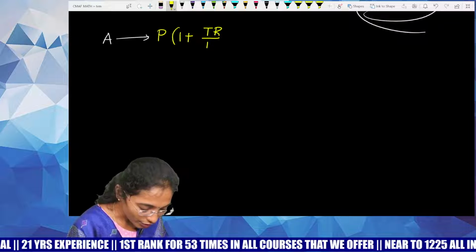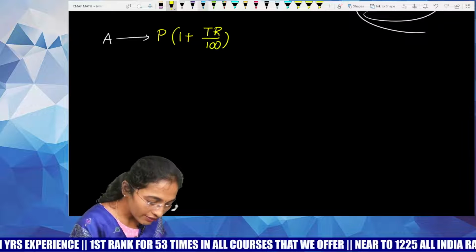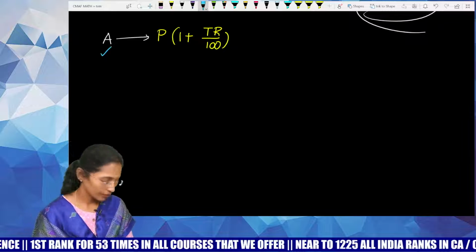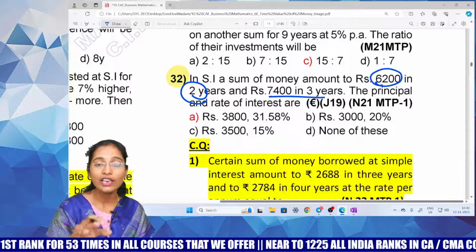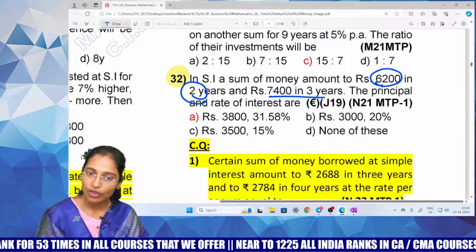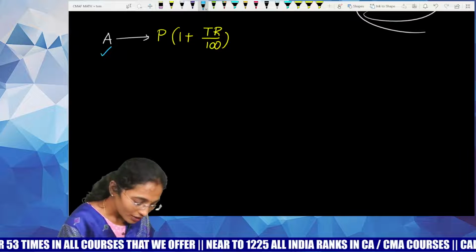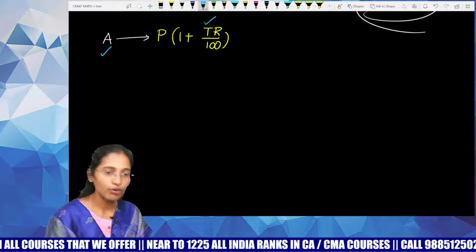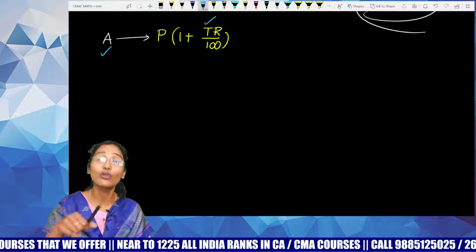Guys, please try to understand. Amount is given in the question, so give a tick mark. It is there. What else is given in the question? Time duration, of course, right? So give a tick symbol to time duration also. Now have a look at the options.